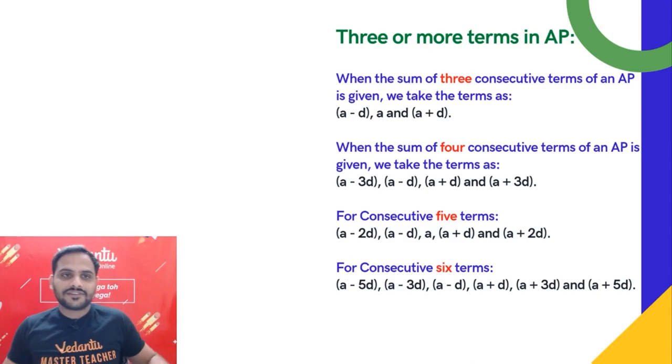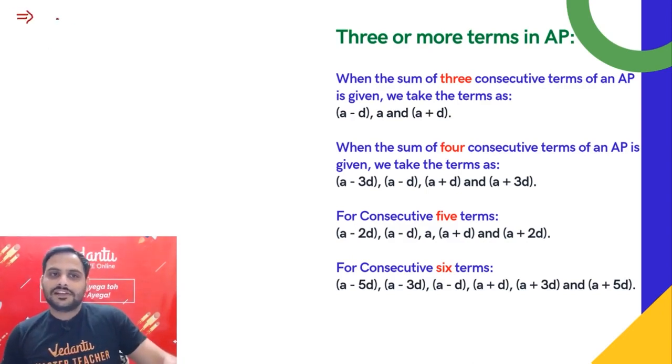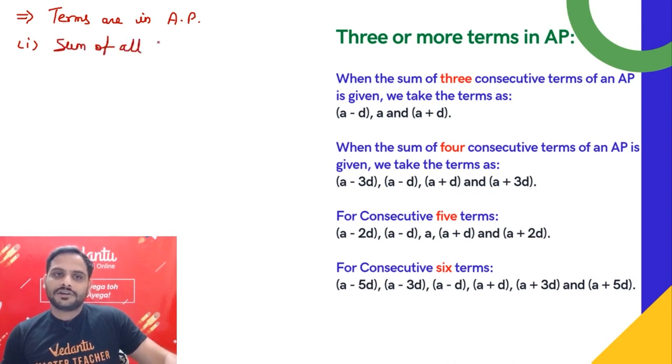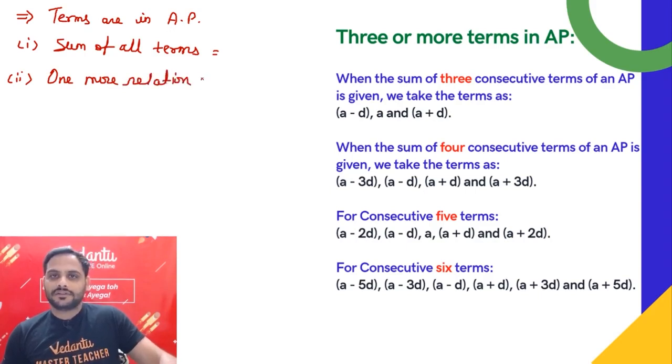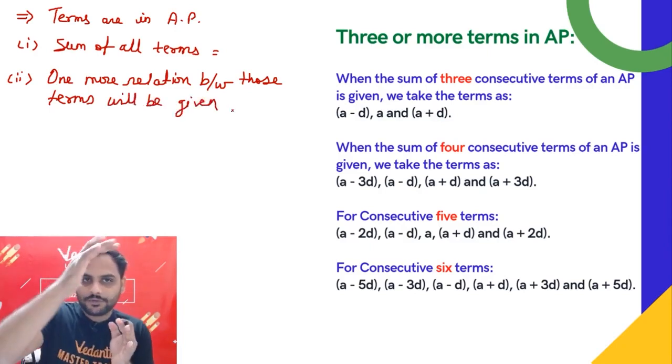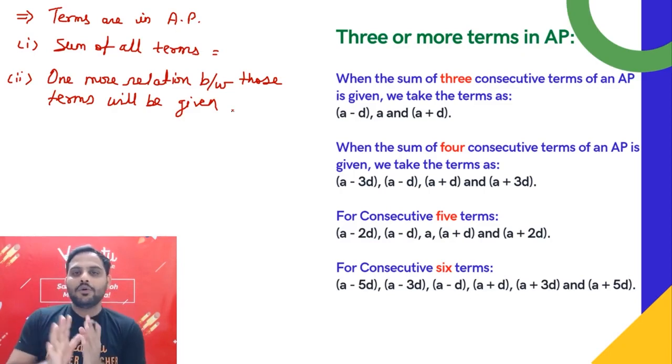Also, there are some kinds of problems in which they'll say the terms are in AP. How do you identify those questions? Remember, it will say the terms are in AP. One relation will be given, the sum of all terms. And second, one more relation among those terms will be given. Once you identify that a question is of this pattern, remember how you will choose the terms of that AP.